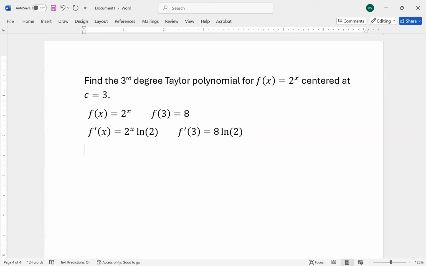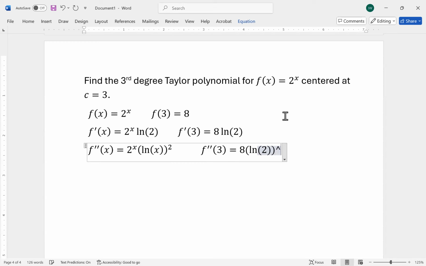Now let's do the second derivative. If I do the second derivative of f with respect to x, I'm going to get, once again, 2 to the x power, and then I have to multiply times another copy of natural log of 2. So essentially, I need to multiply by natural log of 2 quantity squared, which means that if I took the second derivative and plugged in 3, I would end up with 8 times the natural log of 2 squared.